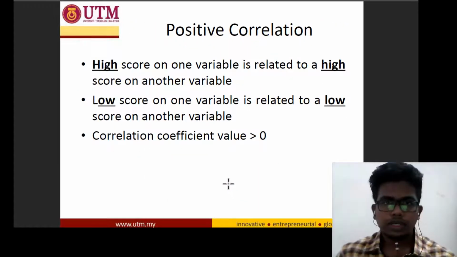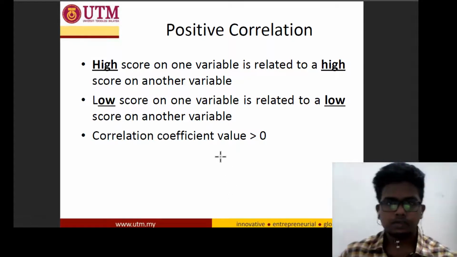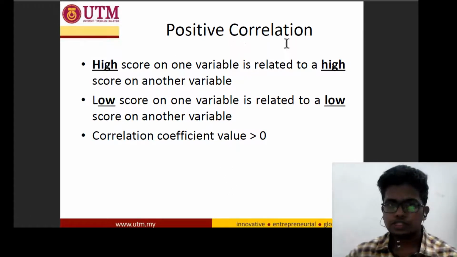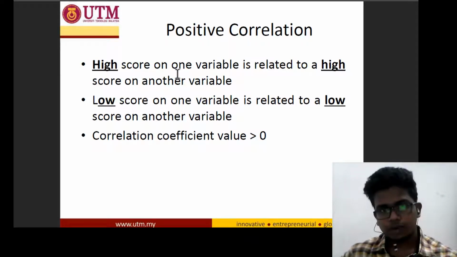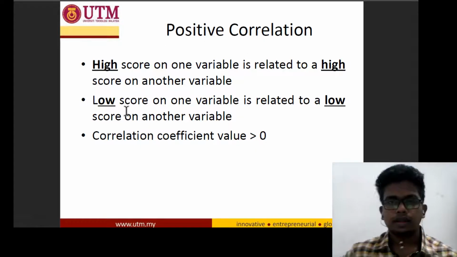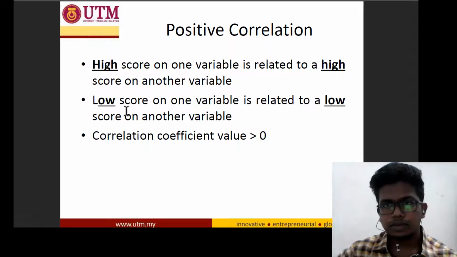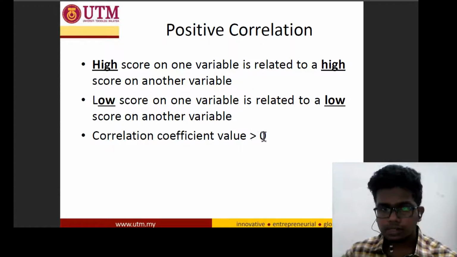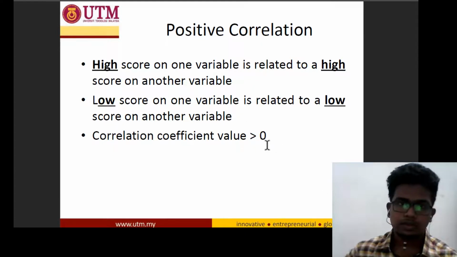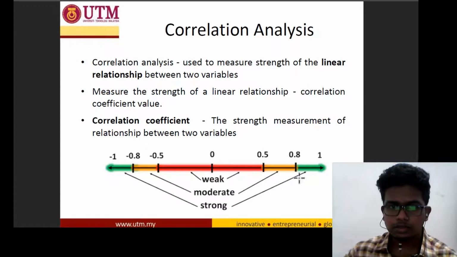Okay, we can define relationship in two ways. First of all, the positive correlation. Positive correlation means when the value of one variable is increasing, the other variable also increases. When one variable goes down, the dependent variable also goes down, so they have a relation. And of course it is greater than 0, so it will be in the range of 0 to 1.